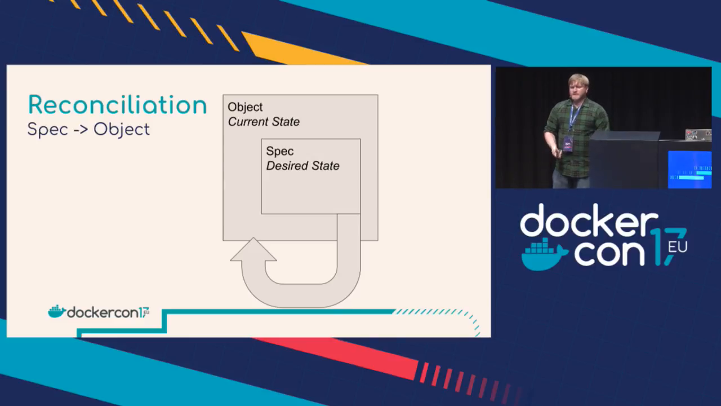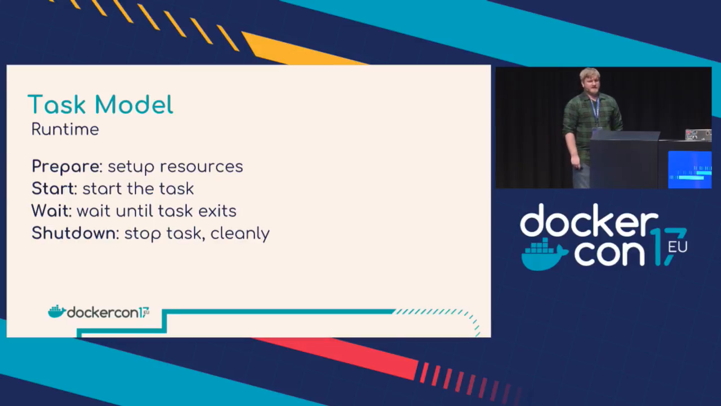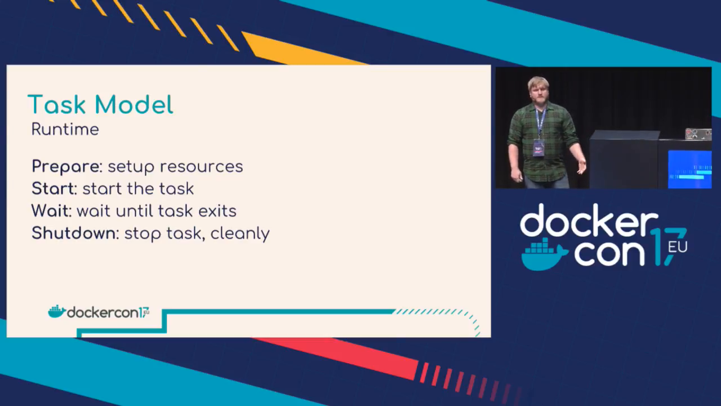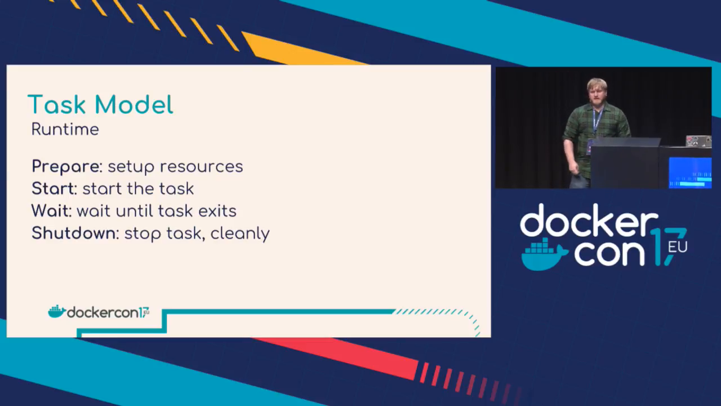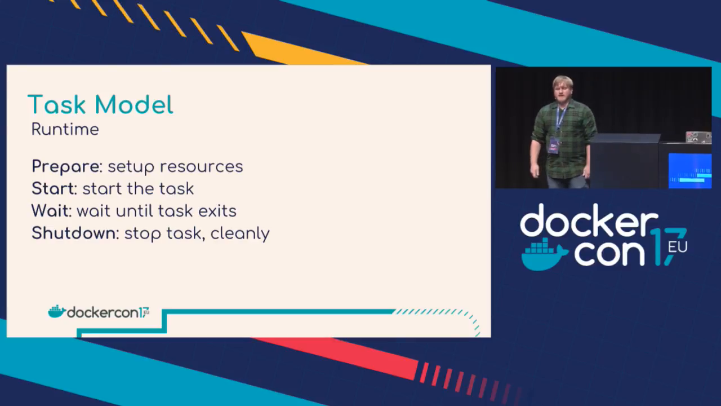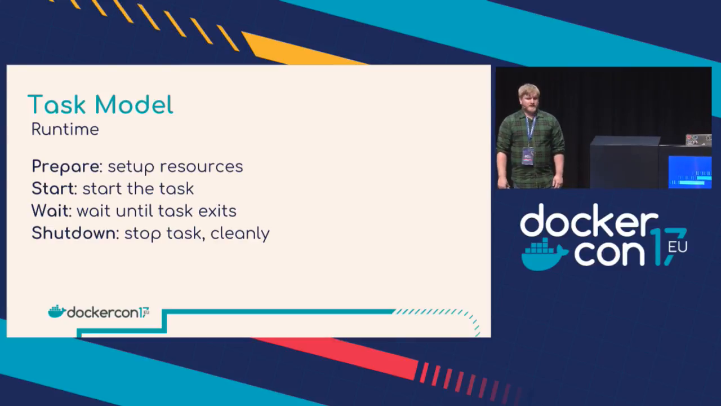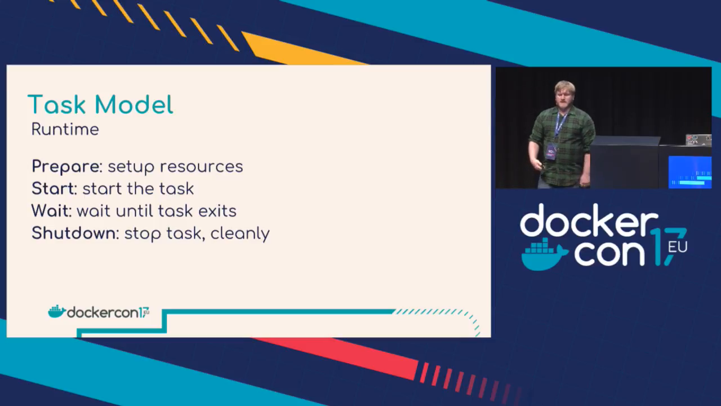So I've been using this term task. What does it mean? It's a really overloaded term, but it's just a one-shot object within SwarmKit. And at the lowest level, it has 4 operations, including preparing. During prepare, we actually do pulling images and we set up network resources. We have a start method, which actually will start the container. We have a wait method, which will wait until the task exits, and then a shutdown method.